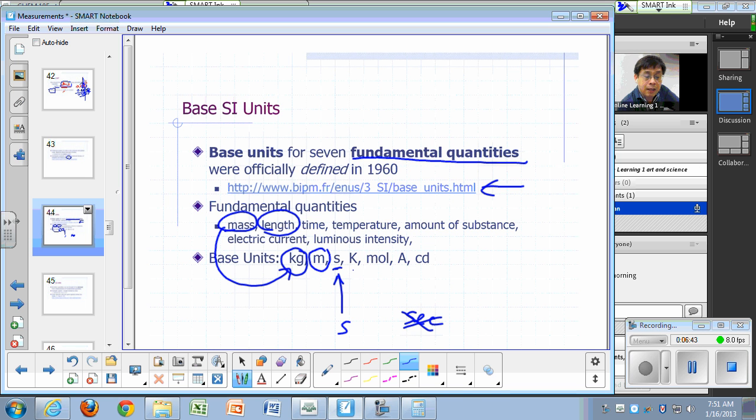The base unit for temperature is Kelvin. The base unit for amount of substance, which we're going to be dealing with a lot in chemistry, is the mole. The base unit for electric current is the ampere. And the base unit for luminous intensity, which we'll hardly ever encounter in chemistry, is the candela, cd. So these are the 7 fundamental quantities in the SI system. They define exactly what 1 meter is, exactly what 1 second is.